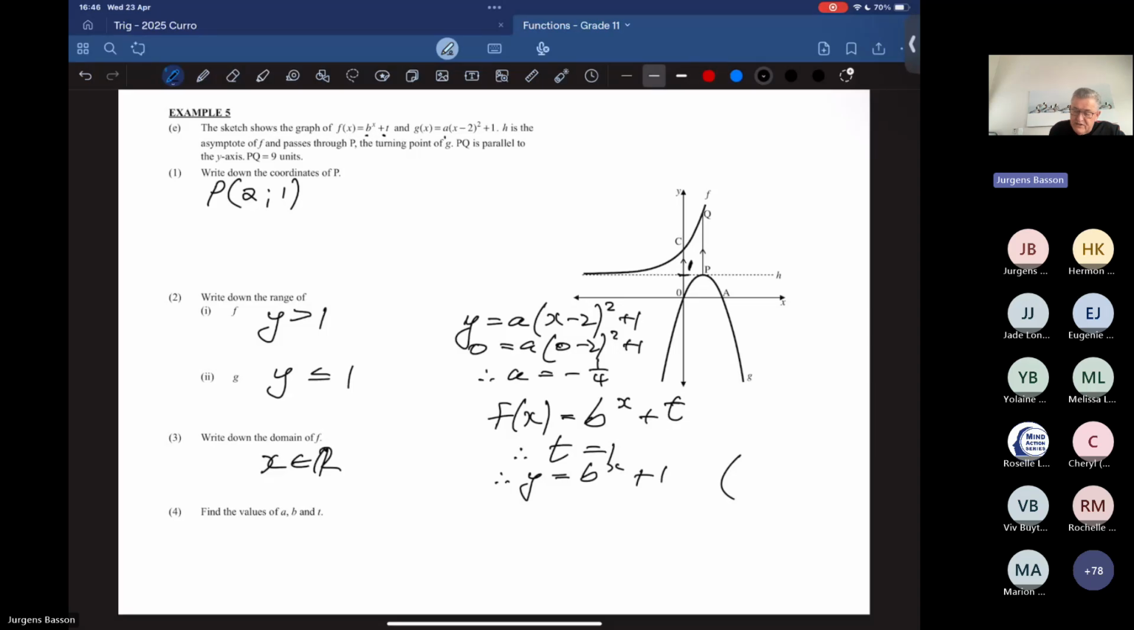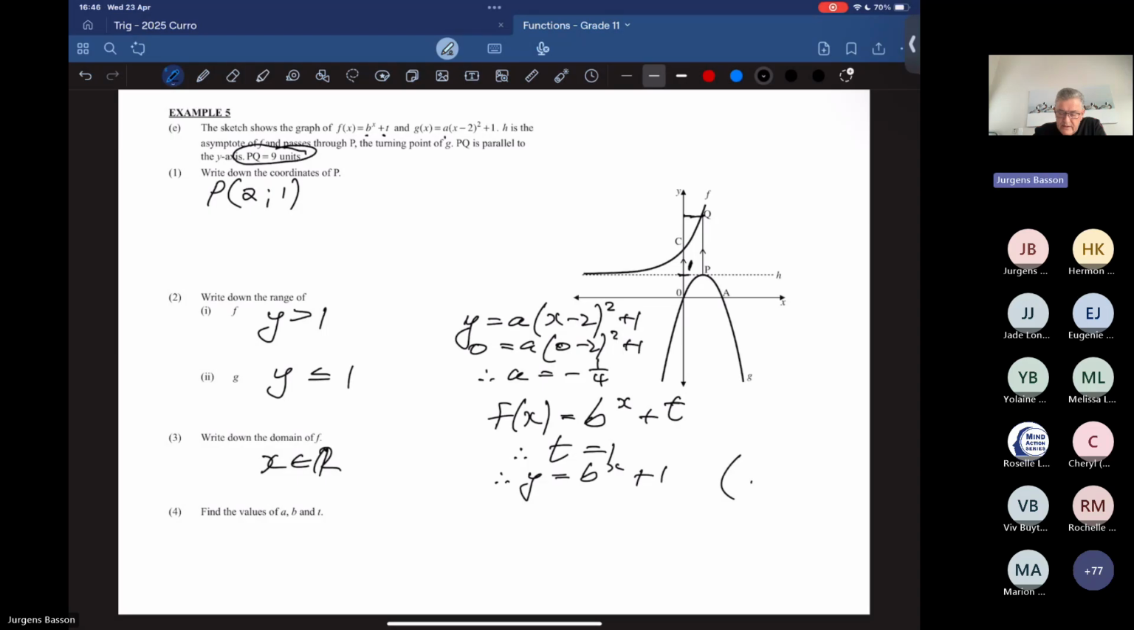And now we substitute a point. And what is the point we will substitute that we have? Do we have a point on this one? Let me just have a look. Okay, there it is. That was a little catch. Do you notice that PQ is equal to 9 units? This one.